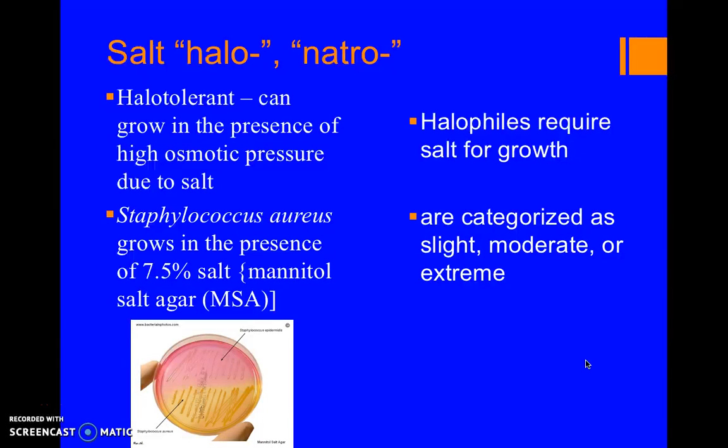For salt, we use the prefix halo or natro, which we just saw in the previous slide for the alkalophile. What does that mean? It's referring to salt. So Natronobacterium not only likes the alkaline, but it also likes salt. Halotolerant organisms can grow in the presence of a high salt concentration. High salt concentration provides a high osmotic pressure on the outside of any cell growing in that very salty environment. A halophile actually requires a very high salt concentration for growth.